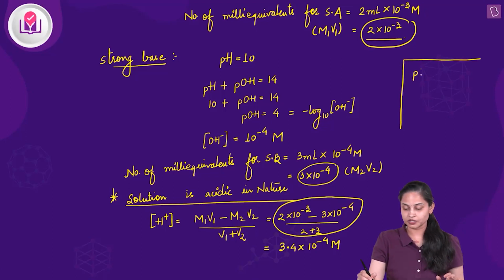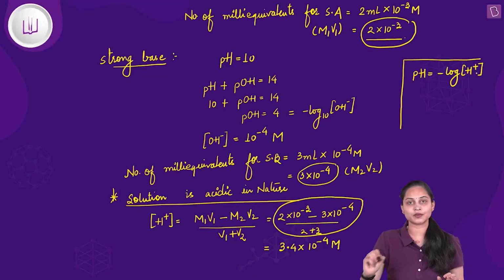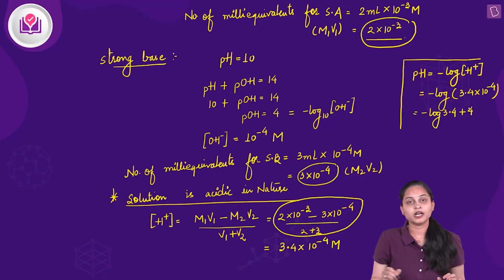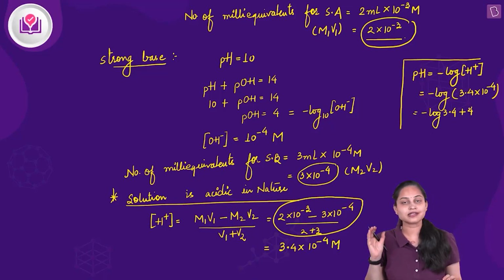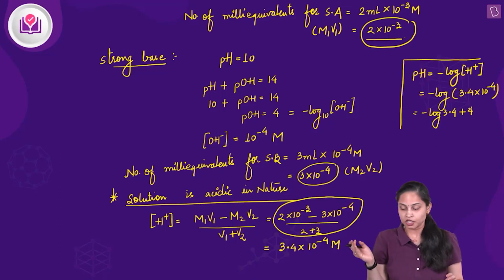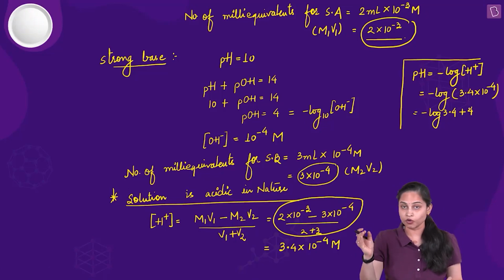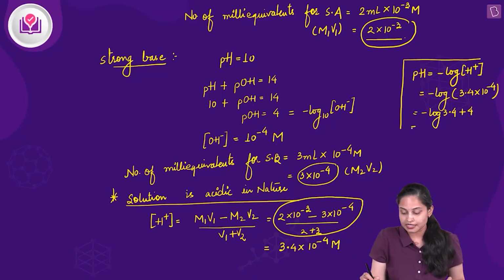Now pH is equal to negative log of hydrogen ion concentration, which means negative log of 3.4 into 10 raised to power minus 4. So it becomes negative log of 3.4 plus 4. Now the value of log 4 is equal to 0.60. So the value of log 3.4 will be less than 0.60, but more than 0.5 basically. So the value of log 3.4 comes out to be 0.53.